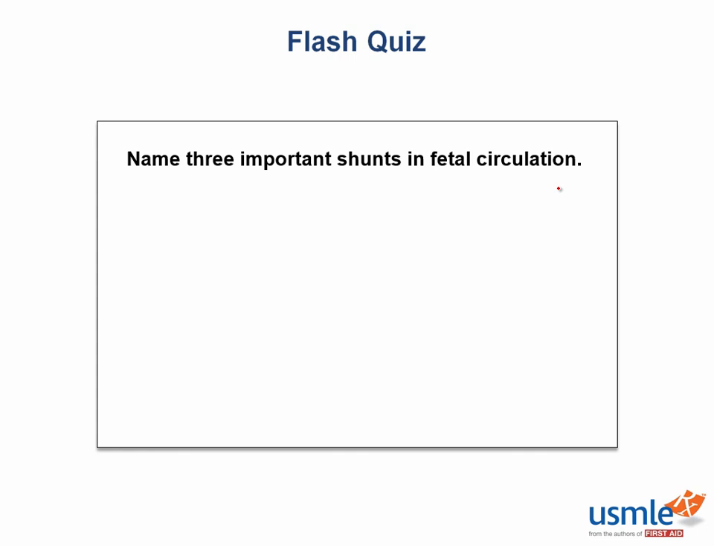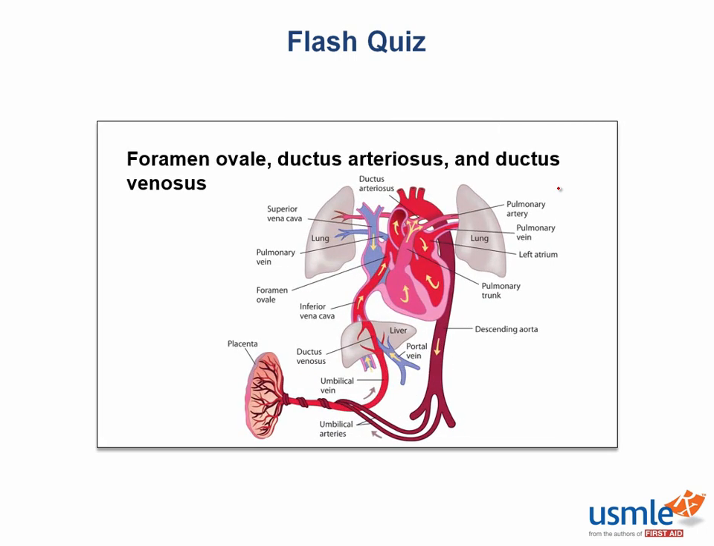Alright, now on to a flash quiz. Name 3 important shunts of fetal circulation. There you go. It's the foramen ovale, the ductus arteriosus, and the ductus venosus. And you can see an example of these here.